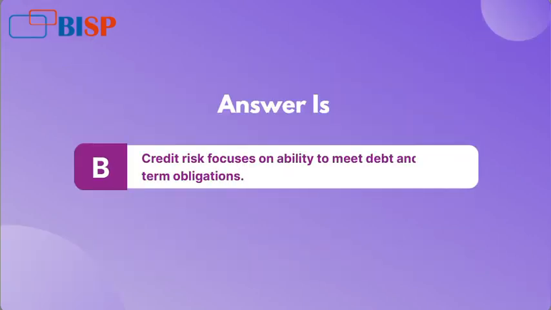Answer is B. Credit risk focuses on ability to meet debt and short-term obligations.